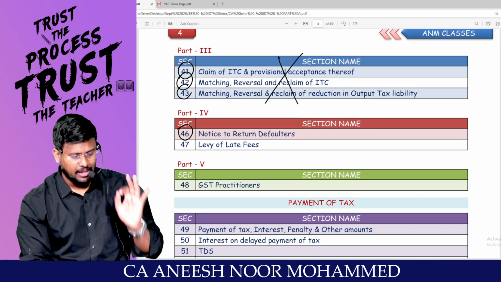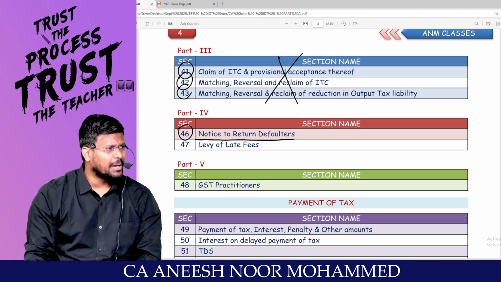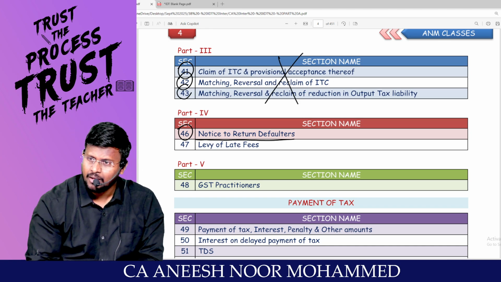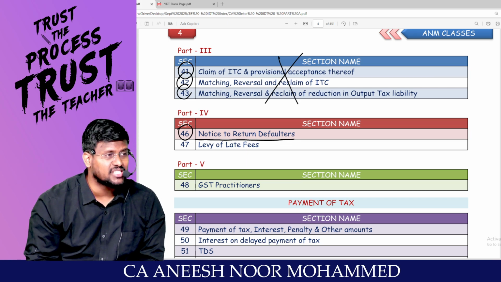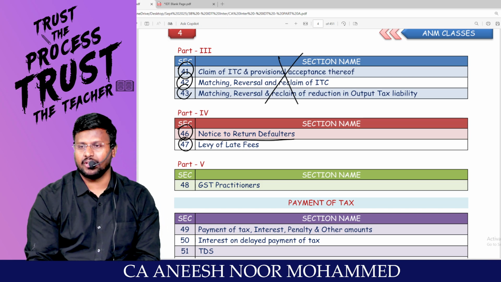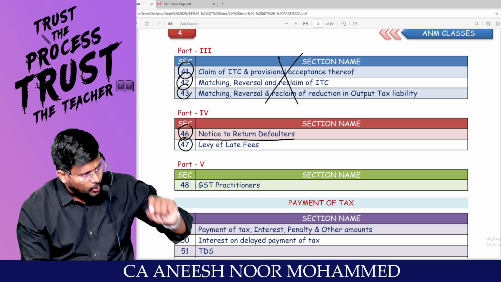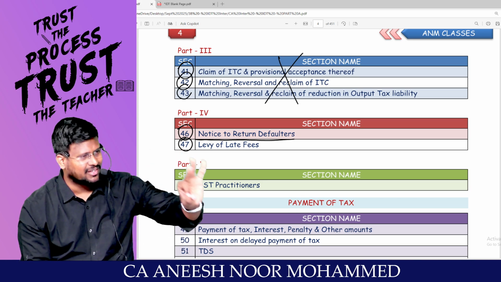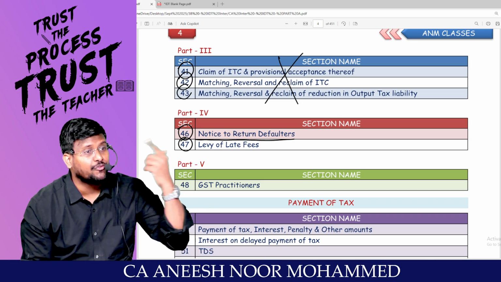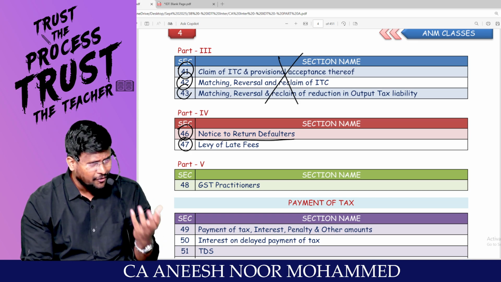46 is very important, man. Notice to return defaulters. Sometimes you will not file the return. You are supposed to file the return, but sometimes you will not file it. You will get a notice from the GST department under section 46. 47 is late fees. If you don't file the return within the due date stipulated under 37, 38, 39 or 40, 44, 45, you are liable to pay a late fee to the department as per section 47. Sir, who will file the return, sir?